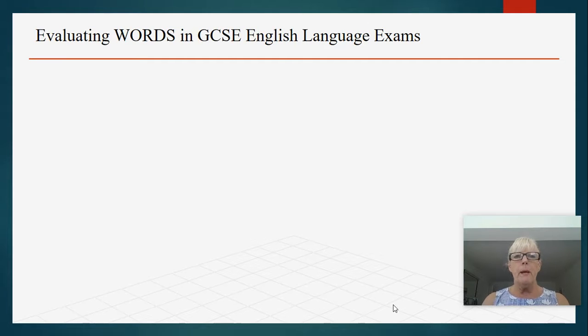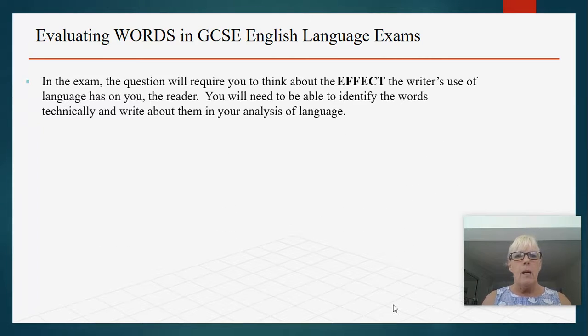Okay, so when we evaluate words in GCSE English exams, because that's what basically we need to do, the question that you get on language, and don't forget both of your question fours, you can use language techniques the writers use and talk about the effect that they have. So the question will require you to think about the effect the writer's use of language has on you, the reader. So you will need to be able to identify the words technically, actually say the adverb. The writer uses a noun. The writer uses a collection of nouns or a collection of verbs or something, and be able to write about them in your analysis of language.